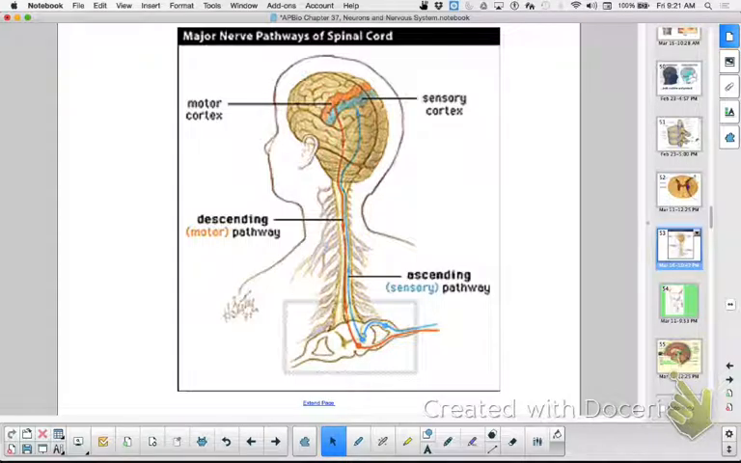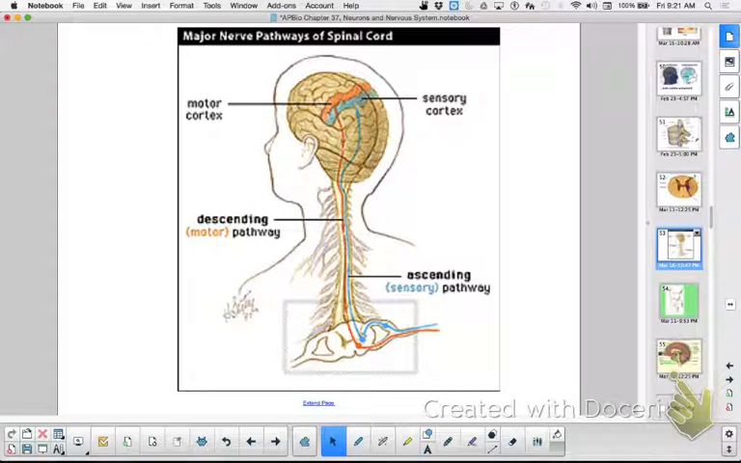What's the penthouse of the body? The brain. The brain is the penthouse, right? So ascending, you're taking the sensory information up into the brain, and motor goes down from the brain and out to the body, right? Does that make sense to you? Yes. Okay.